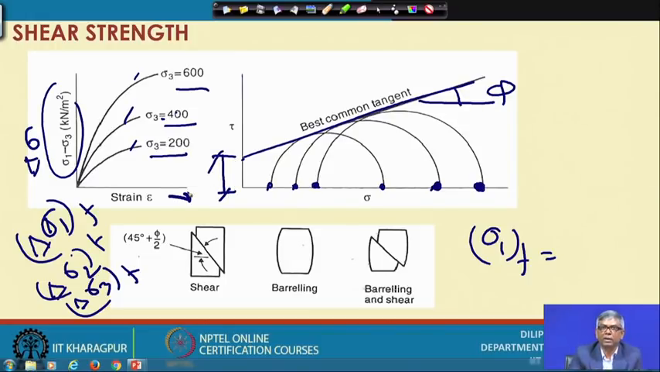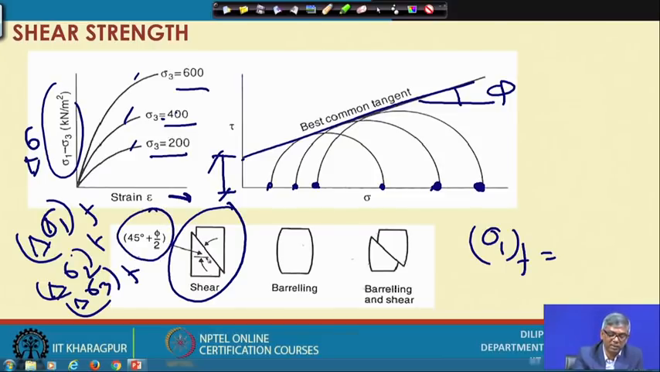So this is the way I can determine the soil parameters, and during this testing the soil will be failing. Soil can fail in different ways, and I have mentioned that the failure plane angle theta is related to phi, that is 45 degrees plus phi bar. So when the soil fails, if I can see the failure plane, I can measure this angle and equate it to this equation, and from there I can find out phi. This is one type of failure, when it fails by shear.